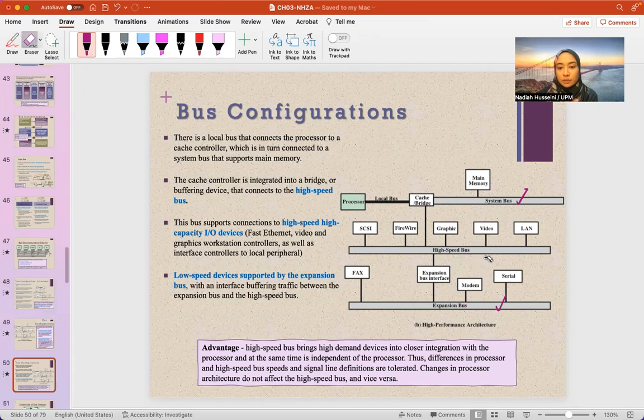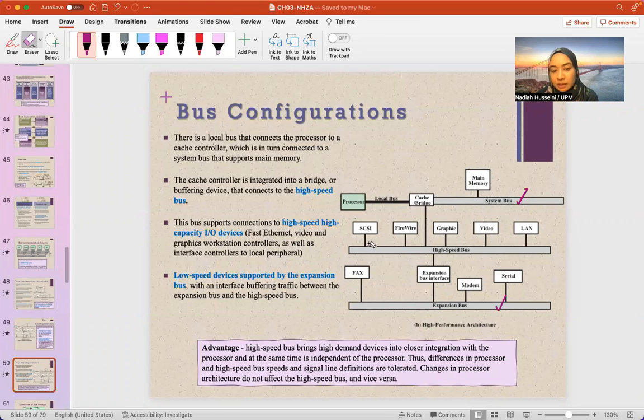So the high-speed bus, what does it do? The cache controller is integrated into a bridge or buffering device. So you can see that it is directly connected to the high-speed bus. That connects to the high-speed bus. This bus supports connection to high-speed, high-capacity I/O devices, such as graphics workstation controller, as well as interface controllers to local peripheral. What does that mean?